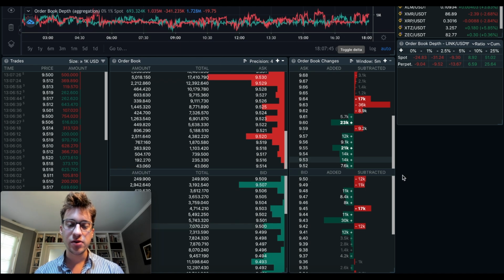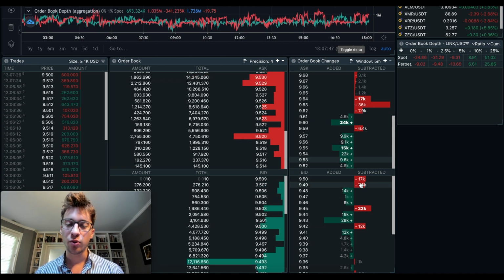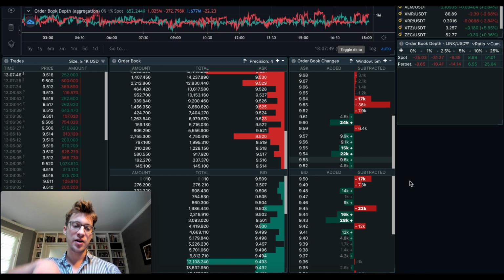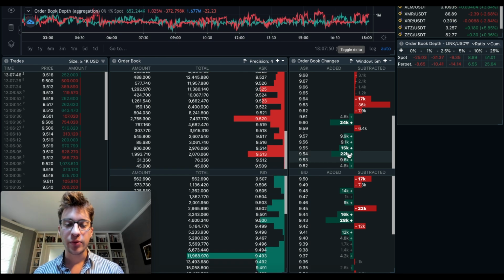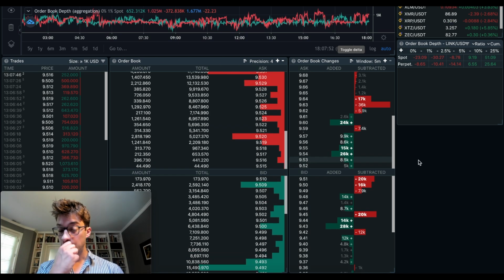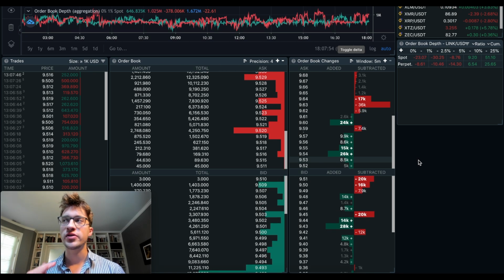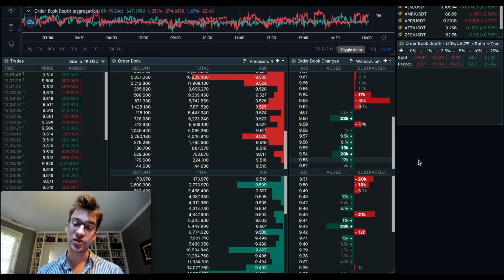Now, we can see right here that a lot of bid orders have been pulled, so orders to buy have been pulled, and we can see that a lot of offers have been added. So typically this represents that supply is greater than demand and the price is likely going to fall.